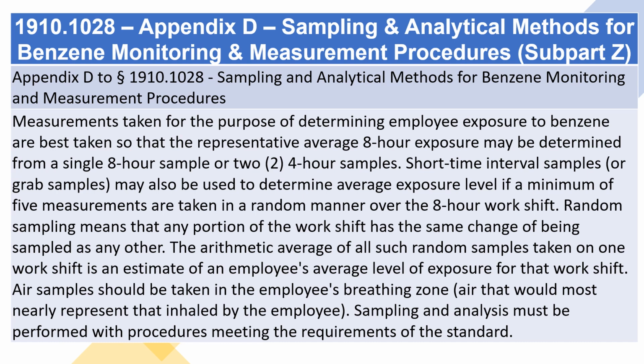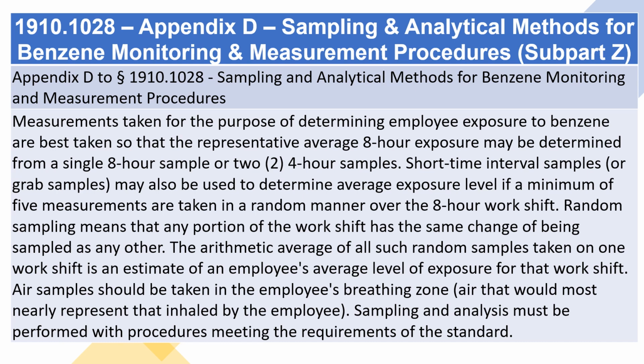Measurements taken for the purpose of determining employee exposure to benzene are best taken so that the representative average 8-hour exposure may be determined from a single 8-hour sample or two 4-hour samples. Short-time interval samples, or grab samples, may also be used to determine average exposure level if a minimum of 5 measurements are taken in a random manner over the 8-hour work shift.